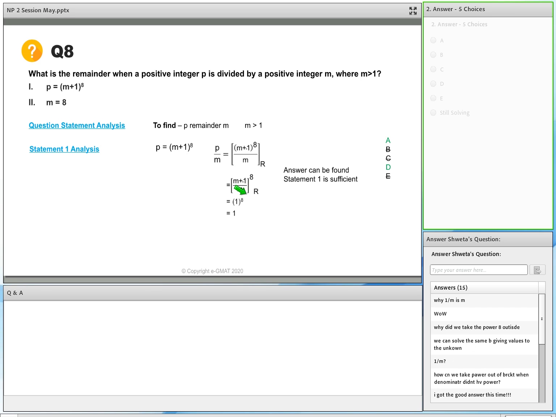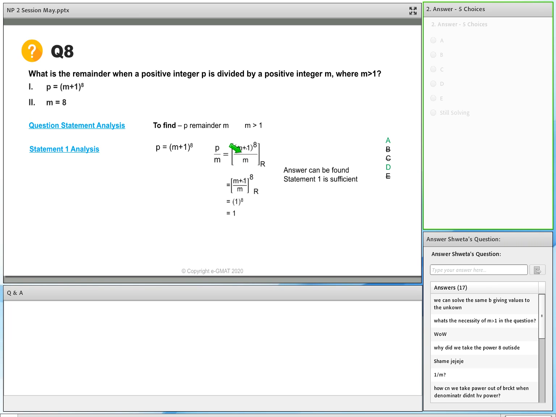How can we take the power out of the bracket when it's the denominator? You have to really watch the recording again, go through the PDF that we send you, because this is something we've been learning in the previous examples. You are finding remainders separately. It's not taking that kind of a power out. It's not a denominator here. M is the divisor, and (m plus 1) to the power 8 is the dividend. It's not numerator and denominator.